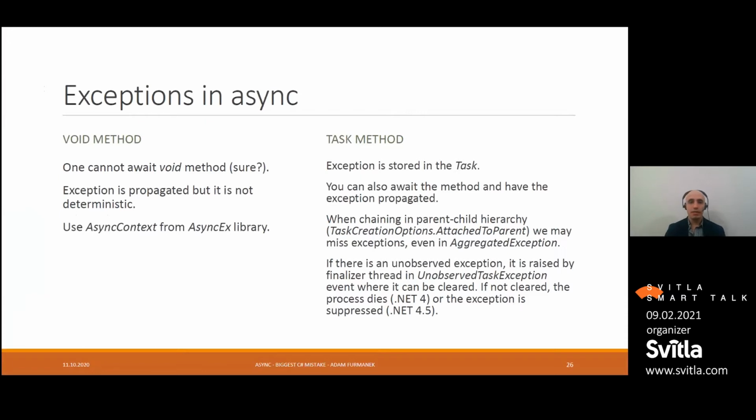The other part is how we throw exceptions in async void and async task methods. Obviously, we should never use async void methods, but sometimes we do because the framework requires or expects that from us. So we need to be aware of the fact that exceptions in async void and async task methods are handled completely differently.